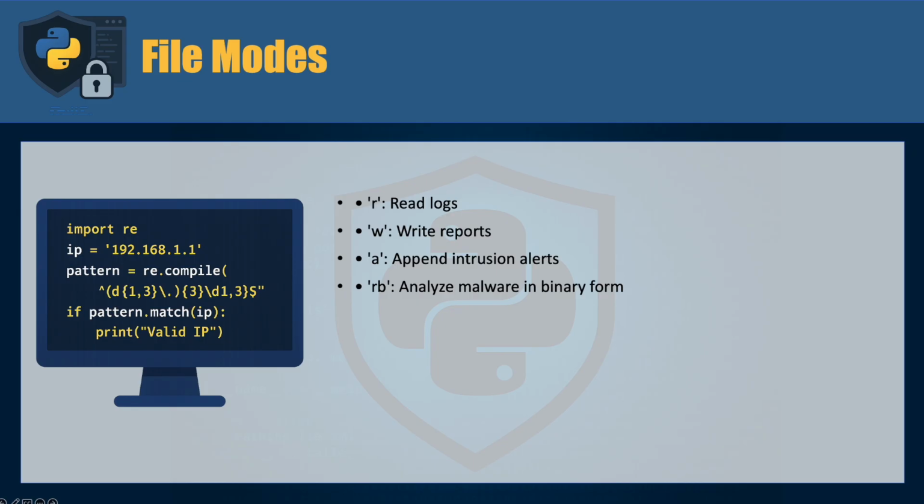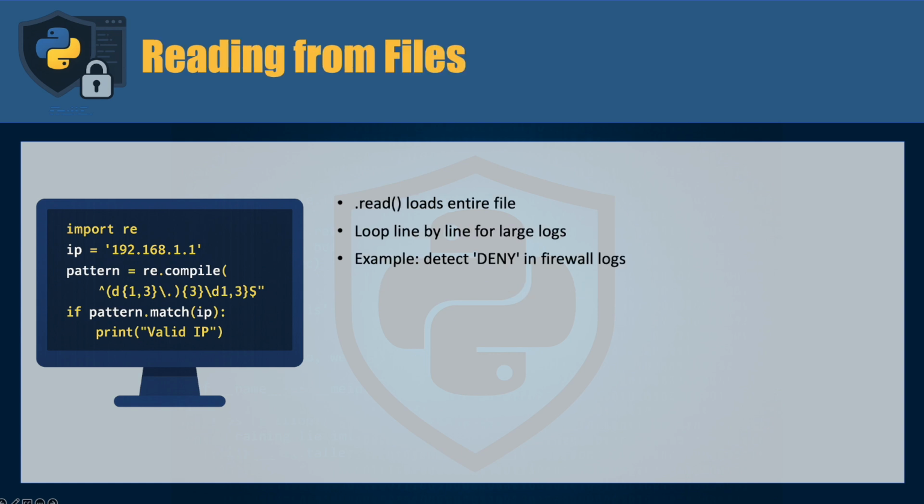As stated before, we're going to look at several modes to work with files. We have R for read logs, W for write, A for append, RB for read binary. We can use the read function to read the entire file, or we can use a loop to read files line by line.